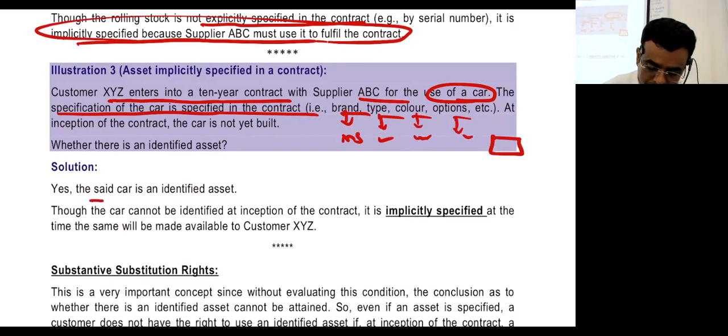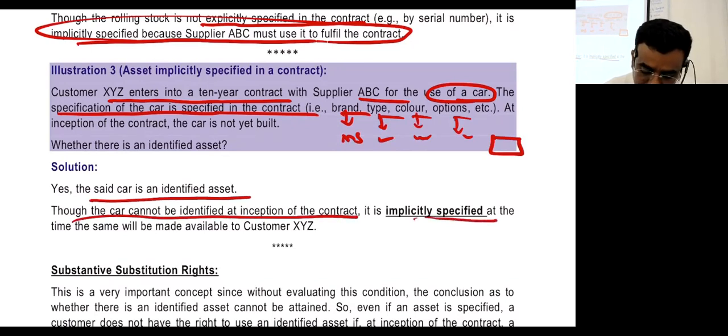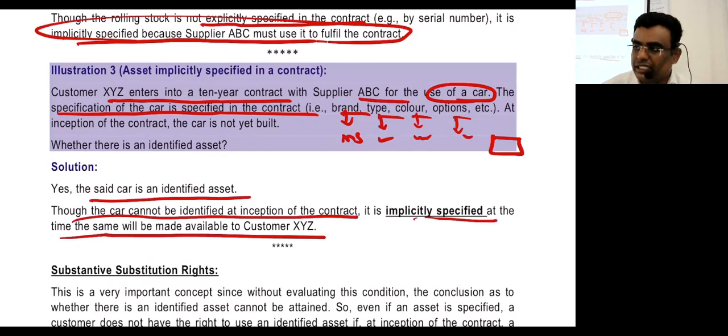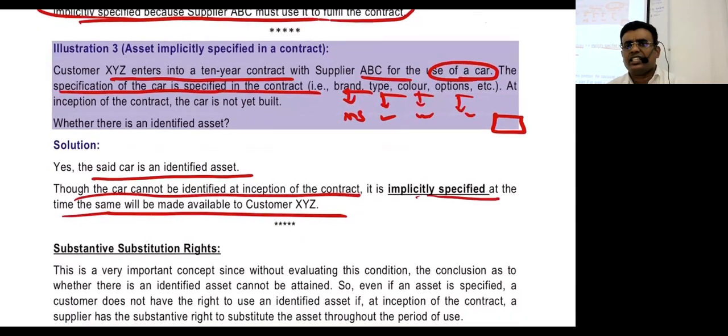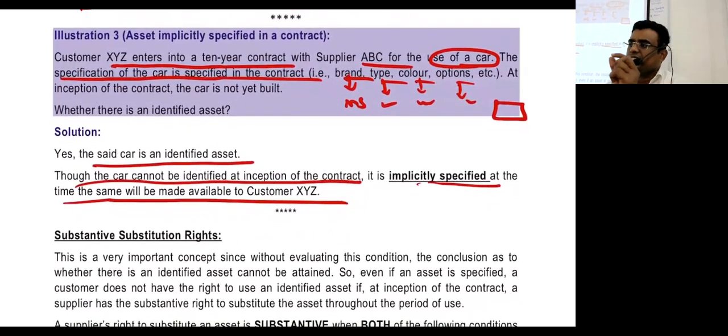Implicit. Here the asset in the contract cannot be identified at inception of the contract; it is implicitly specified that a car will be made available to the customer. I hope now you understand what is explicit and implicit. If they only say general details, it is implicit; if a particular specific item is identified, that is explicit. I hope we're clear.